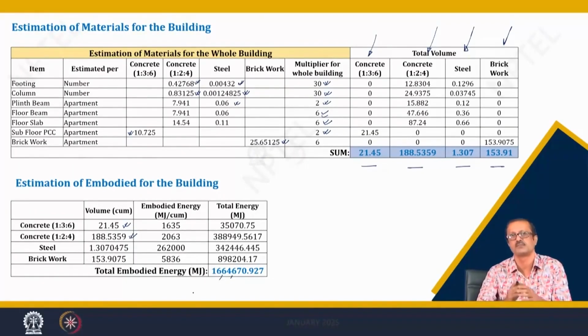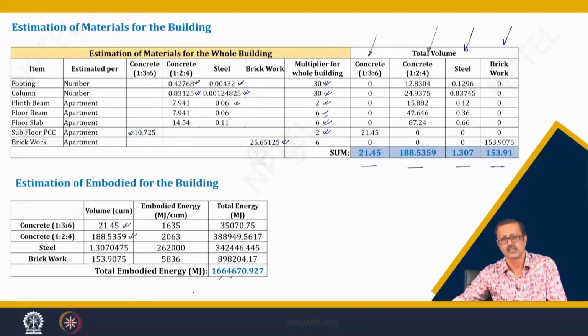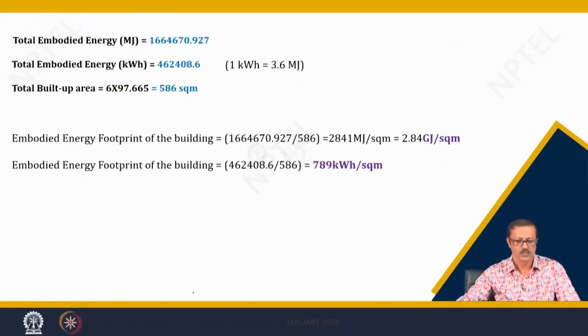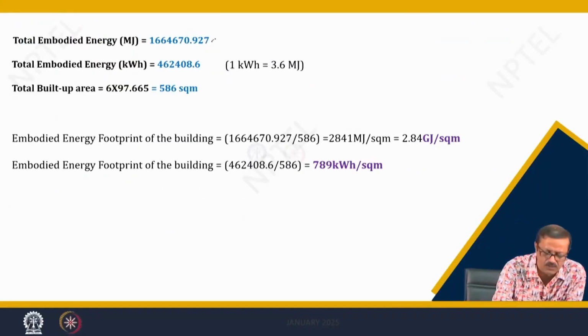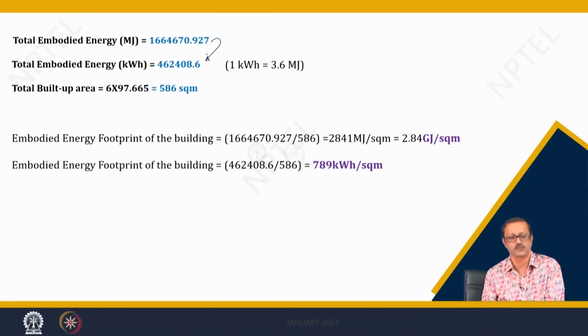Of course, it is much more, because the central part is not there, and a lot of other materials I have not considered, like the floorings. We can definitely add those up, and then this value may magnify, but this is the total civil work requiring this much megajoule. Next, I converted the megajoule to kilowatt hour by dividing by 3.6, because 1 kilowatt hour is 3.6 megajoule.